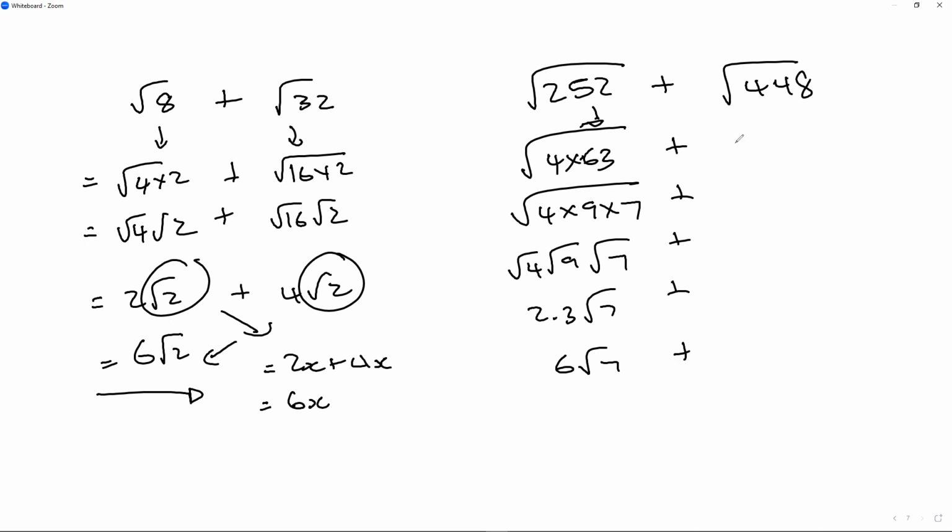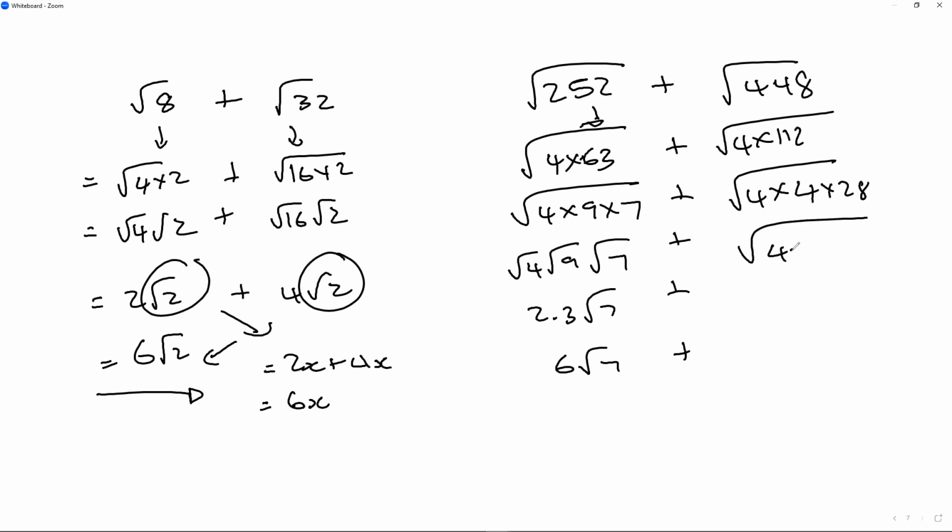And then we've got the square root of 448. So let's say 448 divided by 4. So this is going to be 4 times 112. But now 112, we're saying we can break that up into something else. So let's say 112 divided by 4 is 28. So 4 times 28. But then 28 is 7 times 4, right?